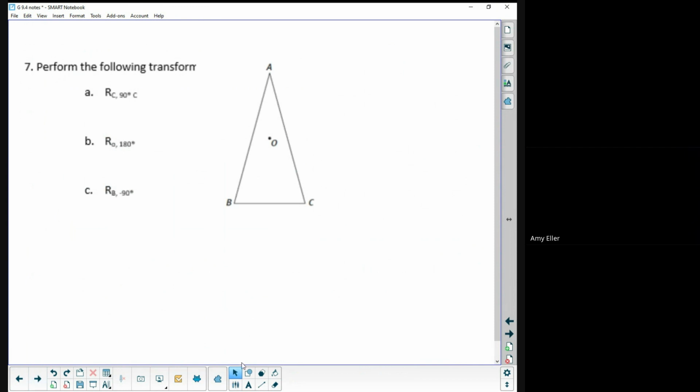Number 7, perform the following transformations. So I will pass out the patty paper. Some people have found they just like to trace it. They don't really need to cut it out, but you can. So I'll pass out patty paper. And if you want scissors, take those also. Usually the people who use scissors and patty paper make less mistakes. Take them if you want them, if not, just pass them back.